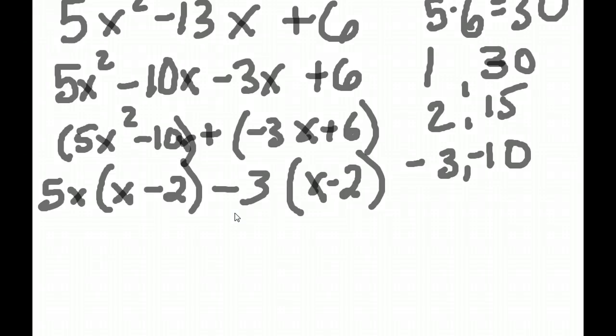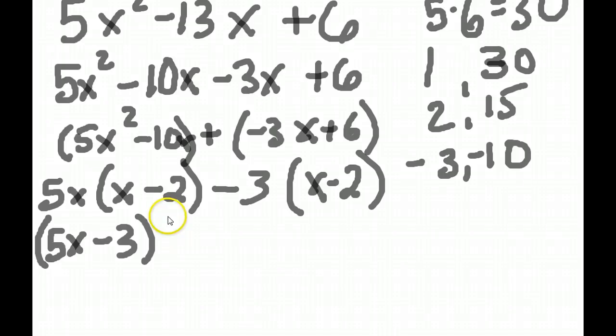So if you see, we have an x minus 2 inside of these parentheses. They match. So we can rearrange this using the properties of distribution. So it looks like this. 5x minus 3. So we're taking what we factored out and grouping those together. So 5x minus 3 in parentheses. And then another set of parentheses, so open x minus 2 close. You only need to write that one time because of the property of distribution.